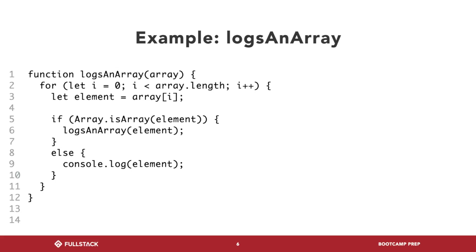It would, for each individual element, ask, "What are you? Are you an array or not?" If the first element is an array, or the second element is an array, it will call another instance of this logs-in-array function, right? So even though in this case we don't know when it's going to stop, it's also reasonable for us to know that eventually it's going to stop, right?